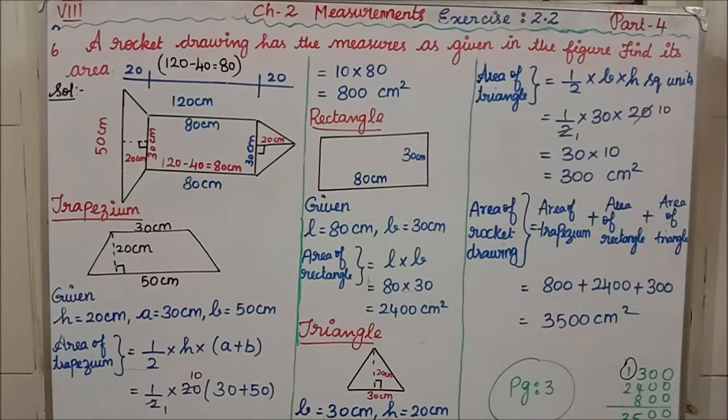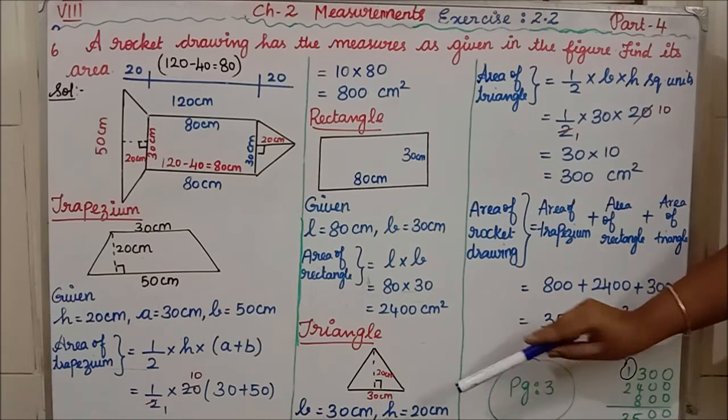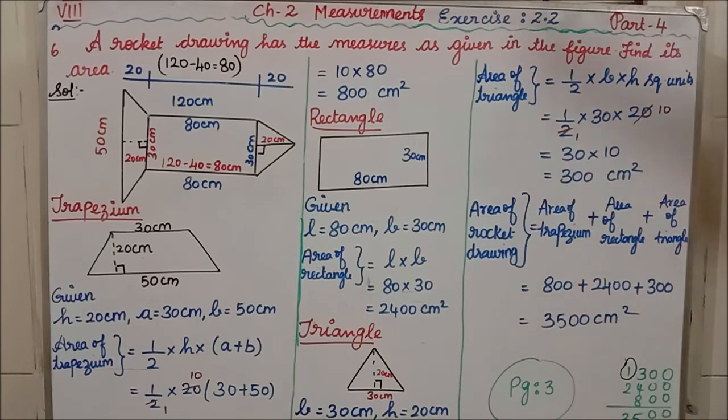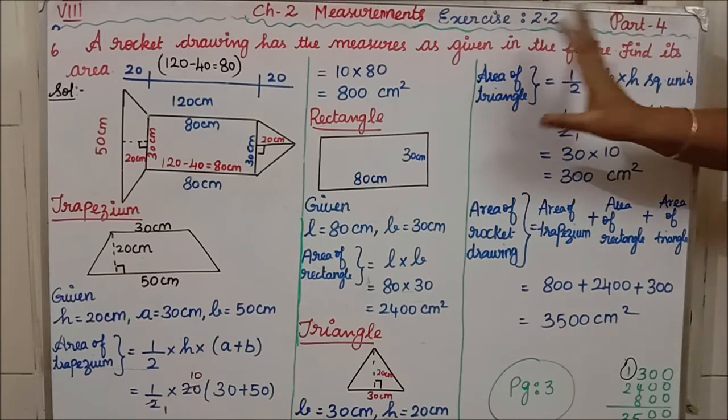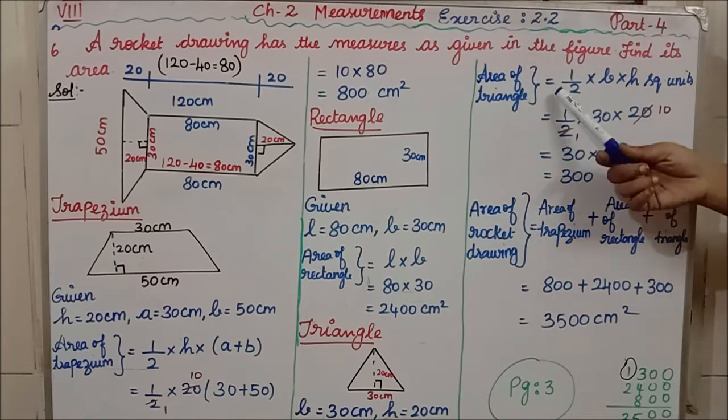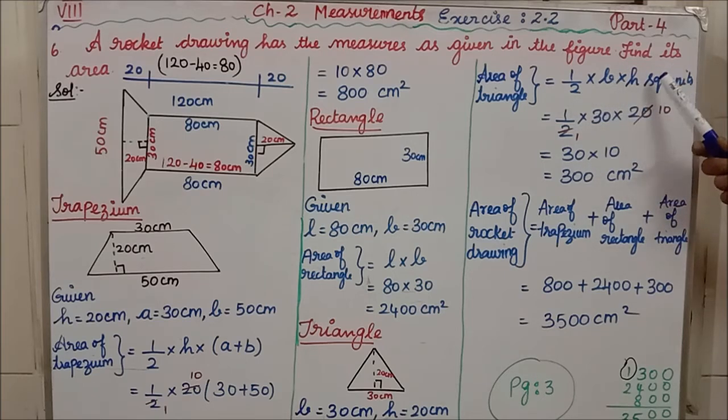Still one more shape is there, the triangle. Students, what is the area of the triangle formula? Half into base into height. The height they have given in your book itself directly. What is the height they have given? 20 centimeter. Base we have calculated, what is the base? 30 centimeter. So for the area of the triangle we also have two values. We have to just substitute in the formula. Area of triangle equals half into base into height square units.